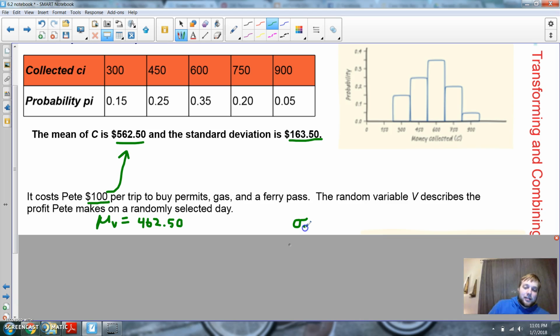Okay, and the standard deviation for V. Cross that out, right? Because when we subtract, nothing changes. The deviation does not change. It takes it from here and moves it up just a little bit. The deviation doesn't get wider. So when we add or subtract, the deviation does not change. So we're still going to stay with $163.50.